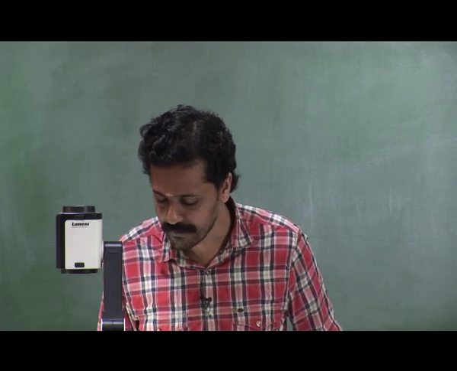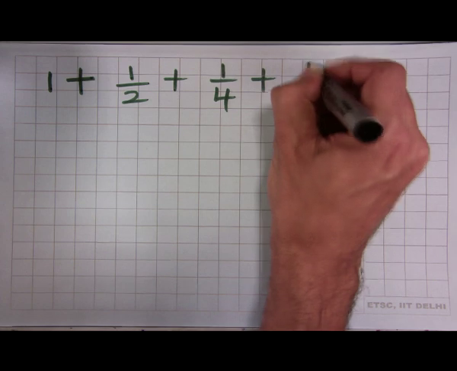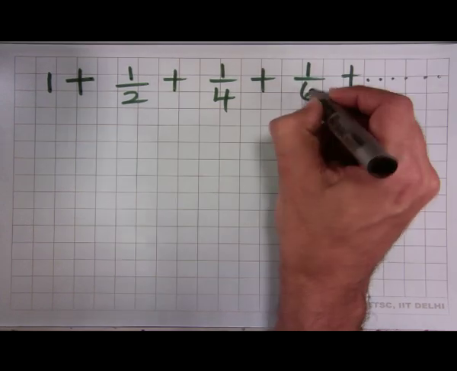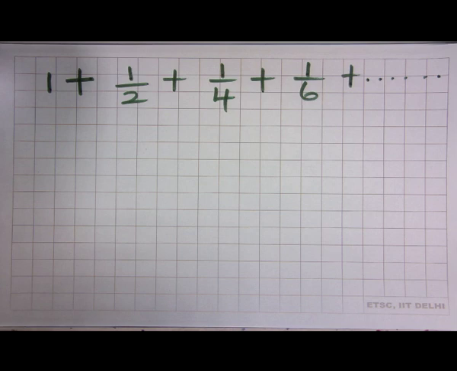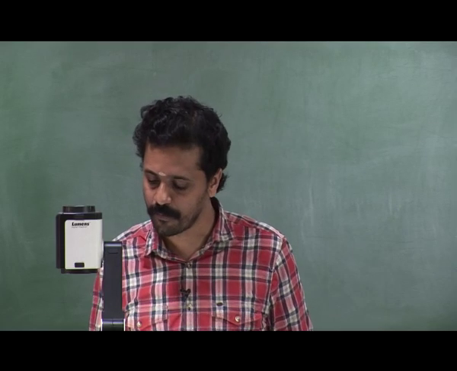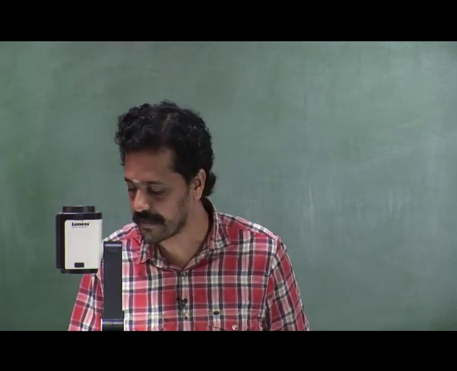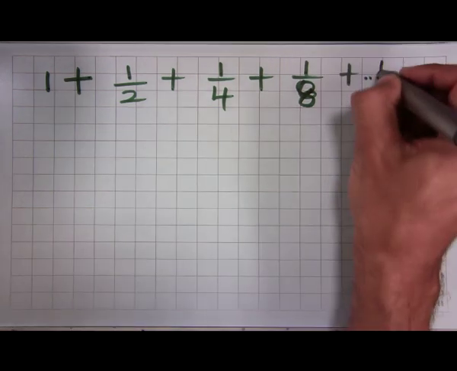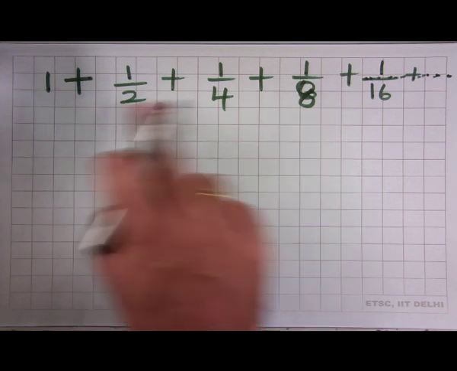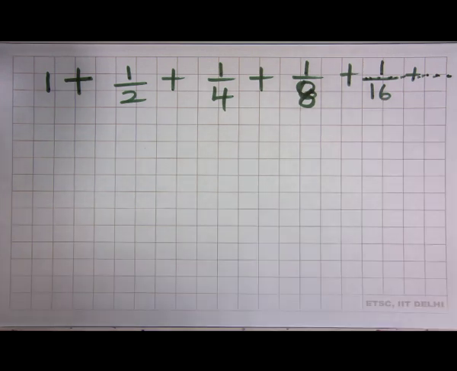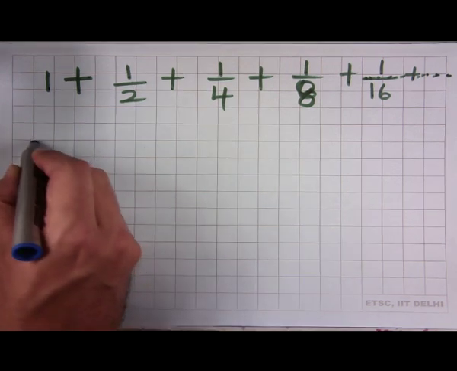Let me give you an example. So, the given series is 1 plus 1 by 2 plus 1 by 4 plus 1 by 8 plus 1 by 16 plus etc. I hope you can observe a pattern. It is powers of 2 in the denominator, 2 power 1, 2 square, 2 cube, 2 power 4 and so on.